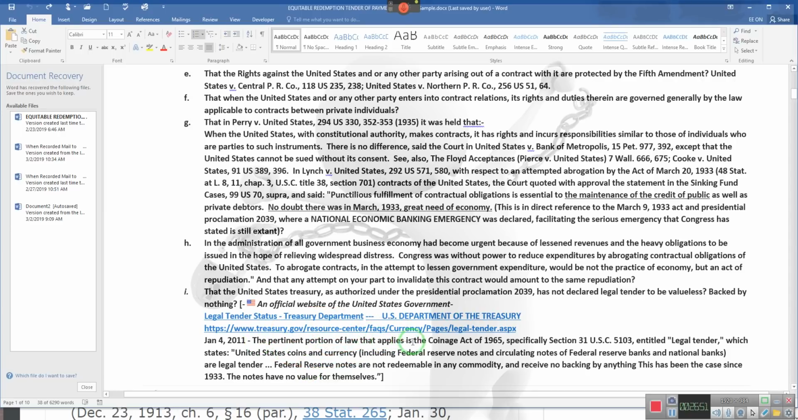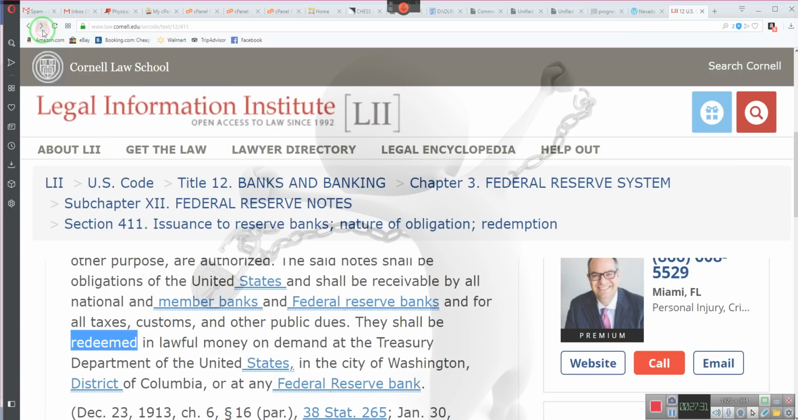In pertinent portion, the law applies to the Congressional Act of 1965, specifically Section 31 U.S. Code 5103, entitled Legal Tender, which states the United States coins and currencies, including Federal Reserve notes and circulating notes of the Federal Reserve Bank and national banks, are legal tender. Federal Reserve notes are not redeemable in any commodity and receive no backing by anything. This has been the case since 1933. The notes have no value for themselves. This is a direct quote. Okay? Now look, let's see if this says the same thing. Copy. Because you might as well use the act. But it's a direct quote from that law.